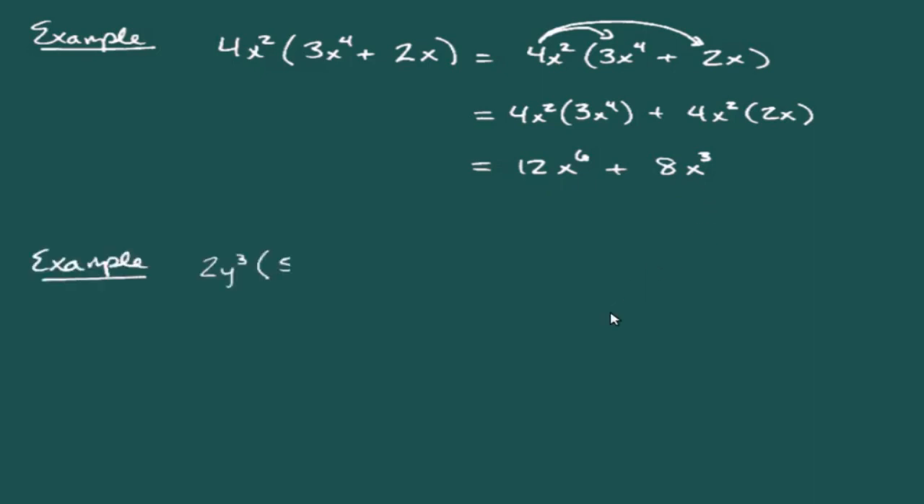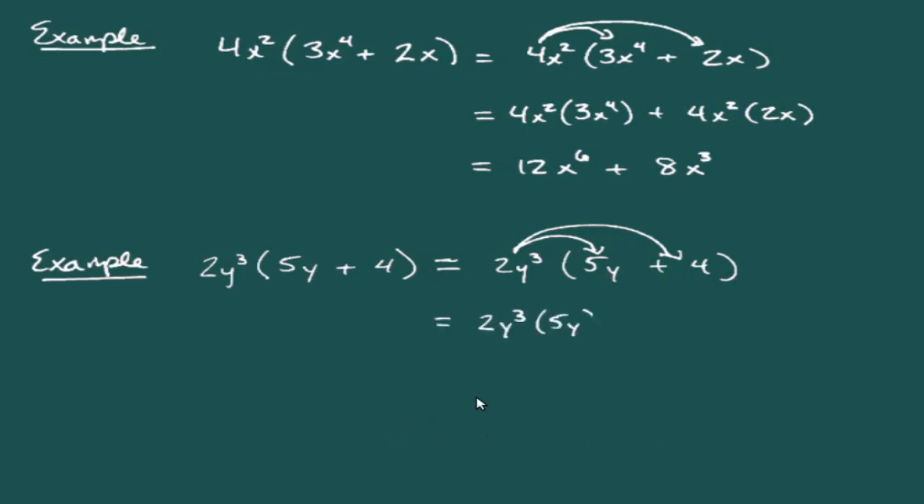Another example along those same lines, suppose that we're multiplying 2y to the 3rd power times the quantity 5y plus 4. Well, again, the distributive property says that we'll have the 2y to the 3rd, and it's going to get distributed to the 5y and to the 4. So we've got 2y to the 3rd power times 5y plus 2y to the 3rd power times 4.